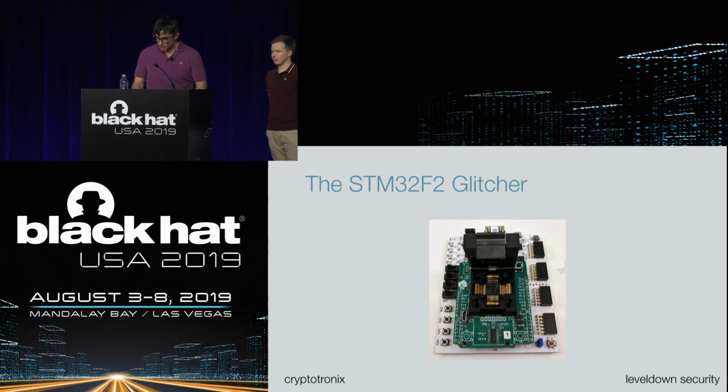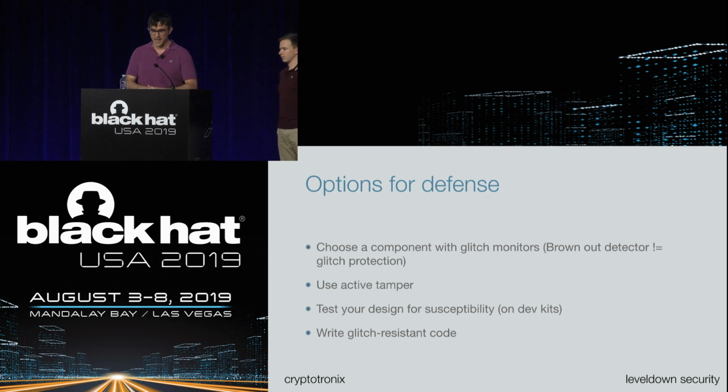So we've been talking about attacking here and glitching, and so what can we do about it? One thing you could do during the design component selection is choose a component that has glitch monitors. If you're searching for a part, and it doesn't mention security or voltage protection, and if that's important to your design, you may want to look for something else. The brownout detector is not necessarily glitch defense. A brownout detector is generally there for power monitoring, not for glitching, so that most likely is not going to save you.